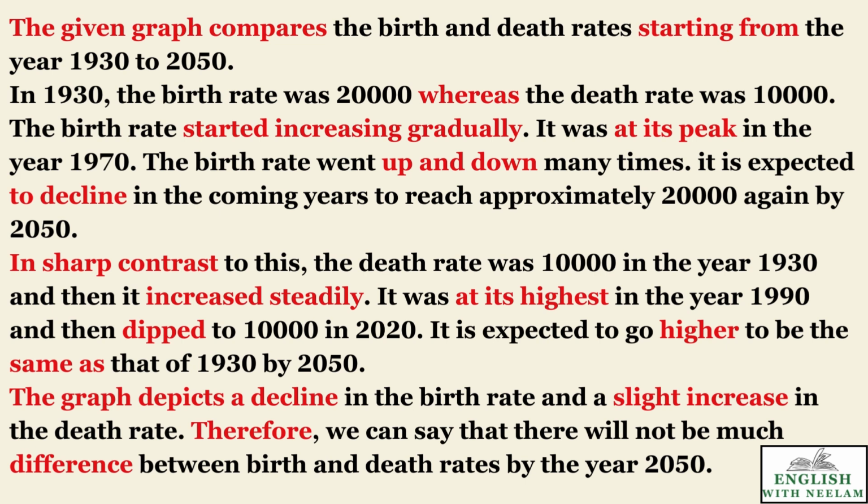It was at its highest in the year 1990 and then dipped to so and so. It is expected to go higher, dipped higher, and to be the same as that of 1930 by 2050. The graph depicts, now the concluding lines, the graph depicts a decline in the birth rate and a slight increase in the death rate. Therefore, we can say that there will not be much difference between birth and death rates by the year 2050.